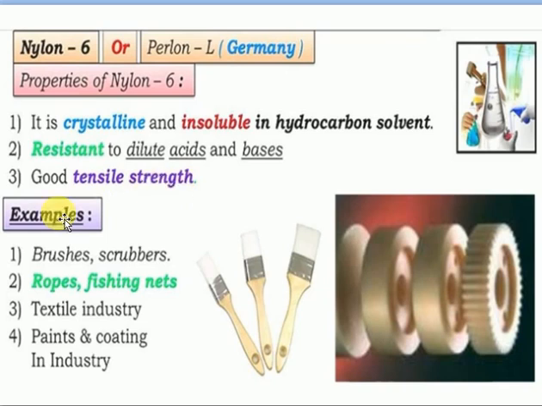Next, remember examples of nylon 6 use: brushes and scrubbers are made up of nylon 6. Ropes and fishing nets are also made up of nylon 6. The textile industry also uses nylon 6. Paints and coatings industry also uses nylon 6.